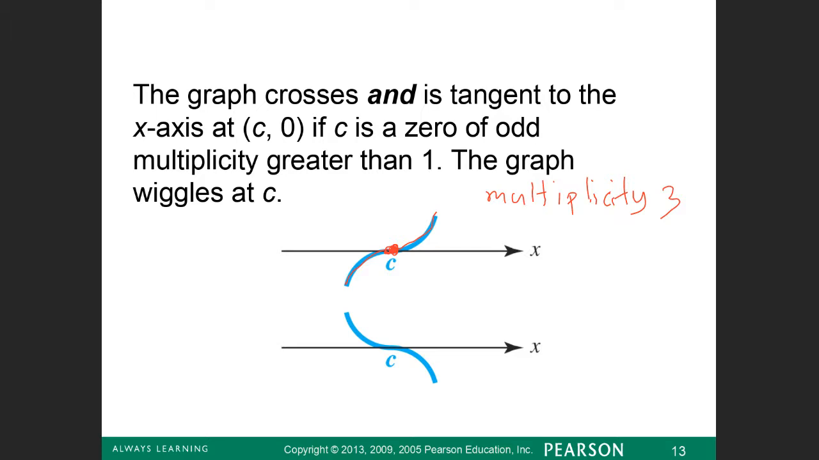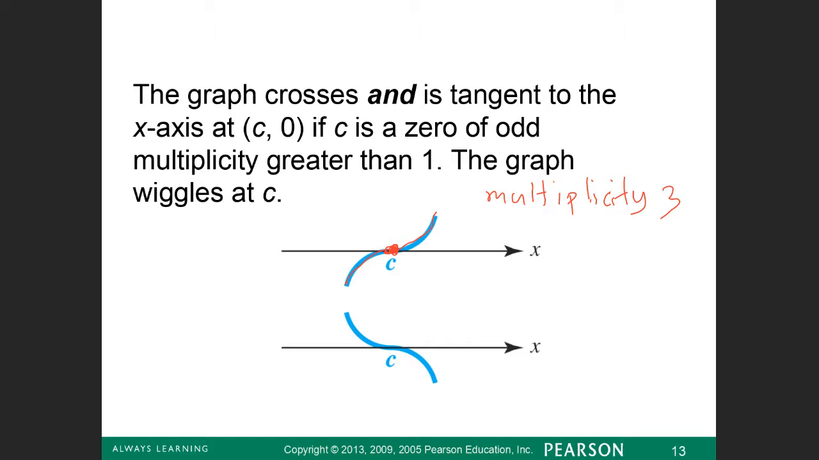Okay, so those are the 3. Just passing through, that's multiplicity of 1. It touches the x-axis and bounces back like a parabola, multiplicity of 2. And then the last one, it's like a cubic curve, multiplicity of 3. Now we can see some of the examples in a few minutes by looking at our graphing calculator, and let's plug in some equations there.